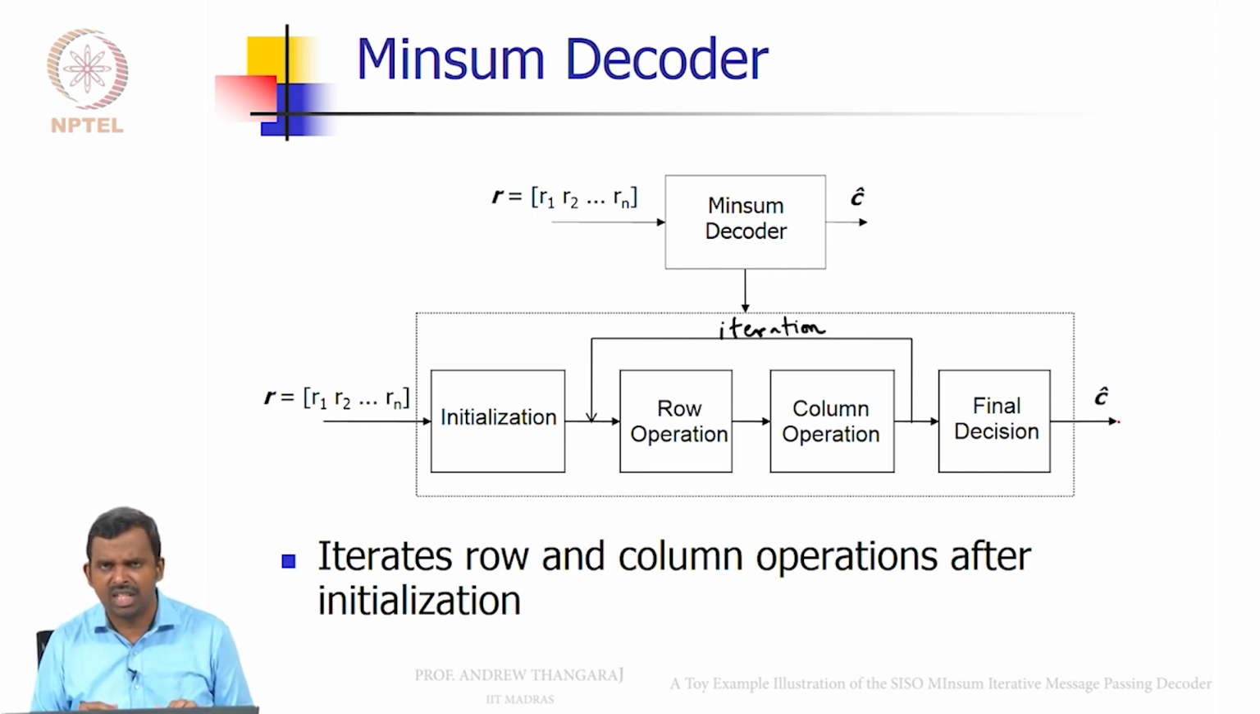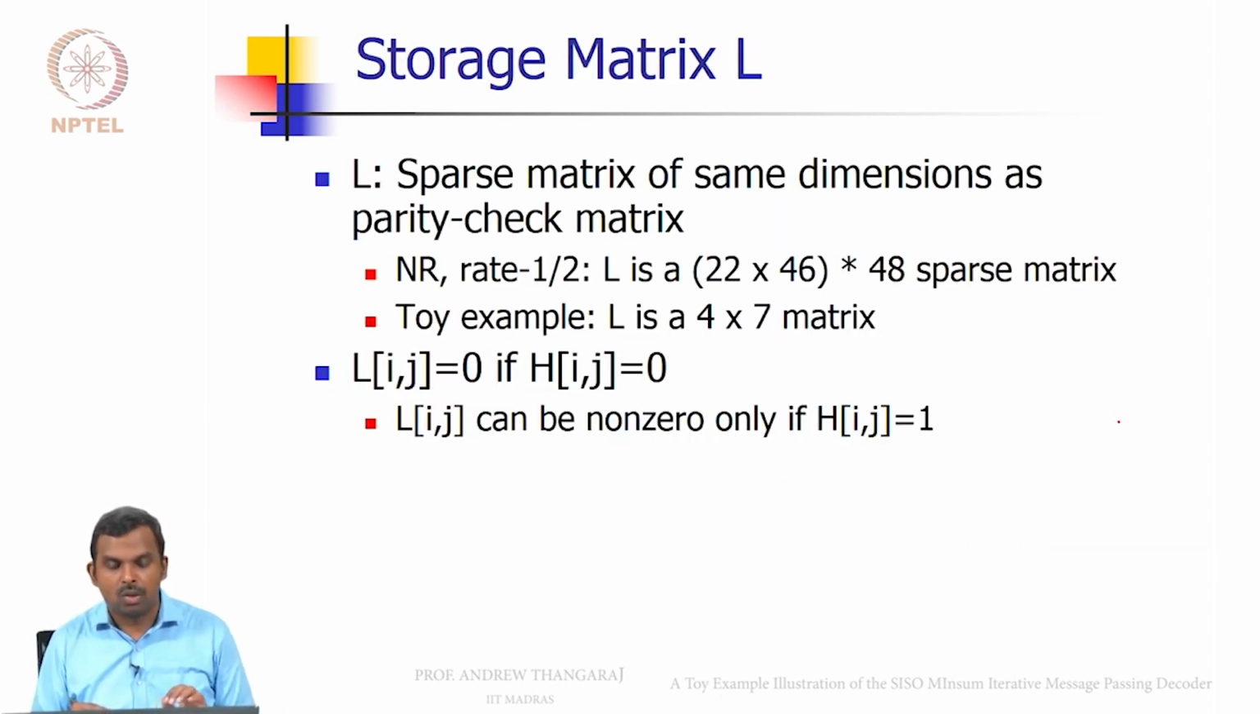This initialization and storage is important, and I will mention that as well. All these messages that are getting exchanged have to be stored somewhere, and you have to access them. That is something I will illustrate as well. The storage matrix is what we will use, this notion of a sparse matrix which has the same dimensions as the parity check matrix.